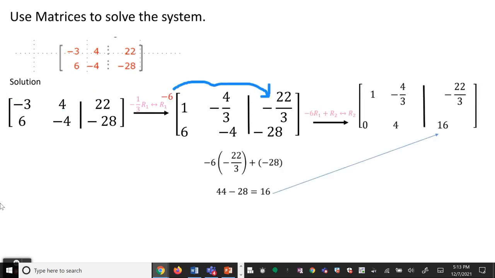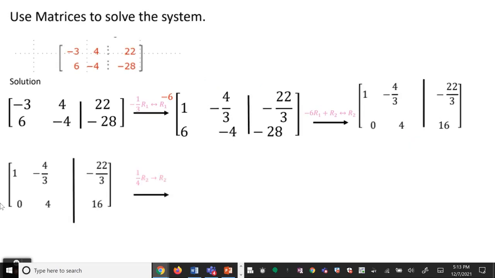So our next step is to make this 4, we want it to be a 1. So in order to make it a 1, I'm going to multiply by 1/4. Okay, so I'm going to multiply the second row by 1/4. And so that's what is being illustrated there in the pink. So this is going to be 1/4 times row 2. Whatever we get, we're going to place it back in row 2.